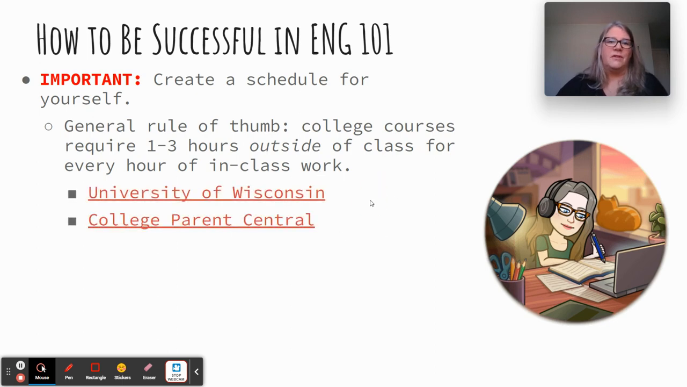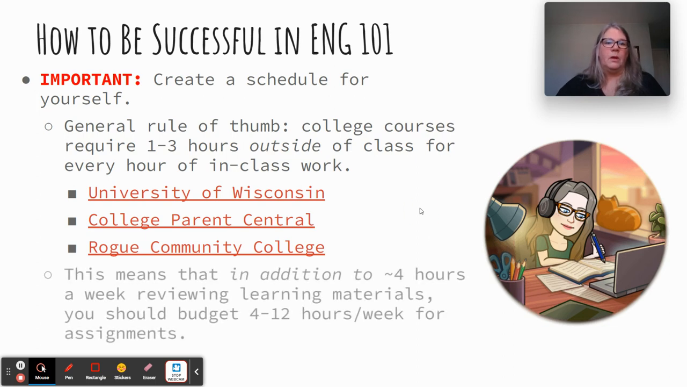Oh, and I have some links here for some of the places that support what I'm telling you here. Okay. University of Wisconsin, College Parent Central, Rogue Community College. So it's big universities. It's other community colleges. So this is a general rule of thumb. So keep in mind that this is an accelerated class since we're in an 11-week session here.